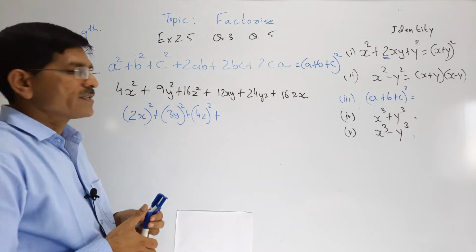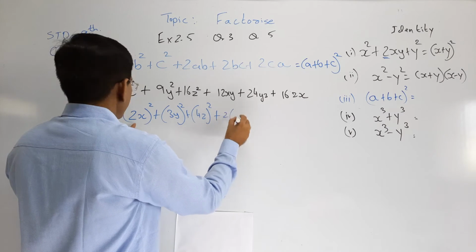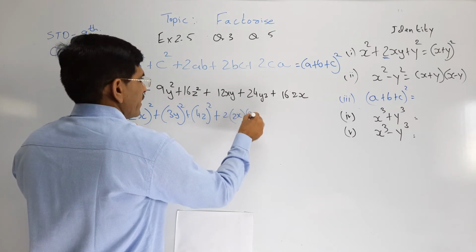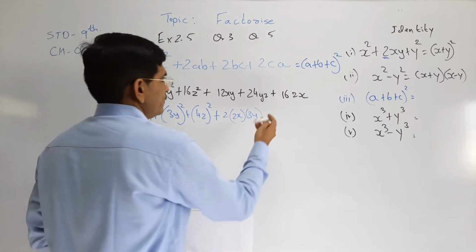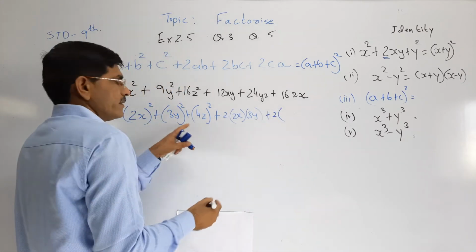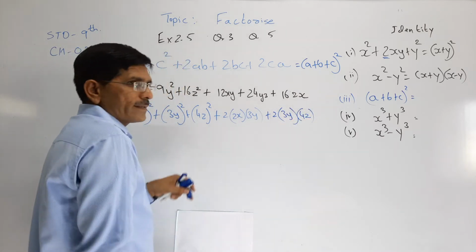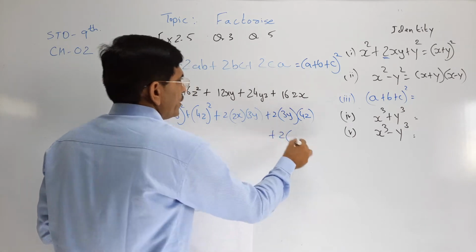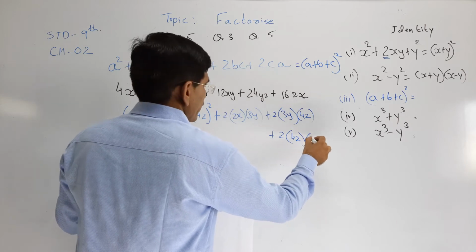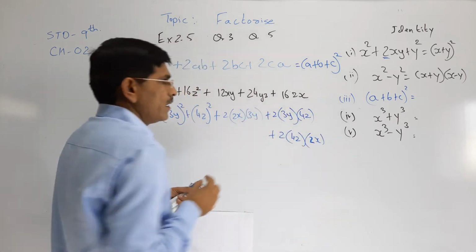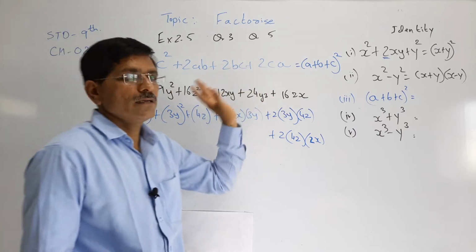The first three terms are always squares. Now what do we have to do? We have to multiply 2 into, in bracket, 2x and 3y, the first and second terms. Second, 2 into the second term and third term, that is 3y into 4z, plus 2 into 4z into 2x. Now if I open all these terms, I will get these six terms.